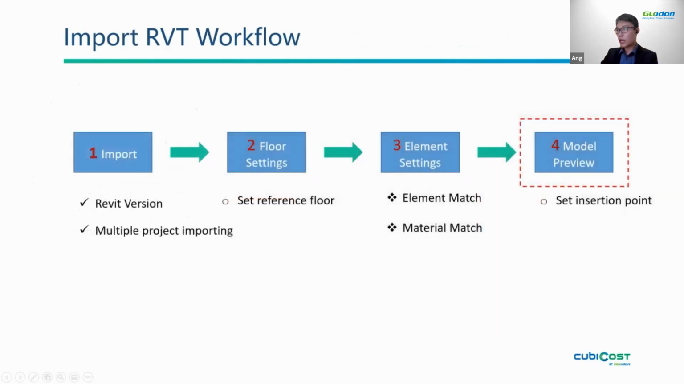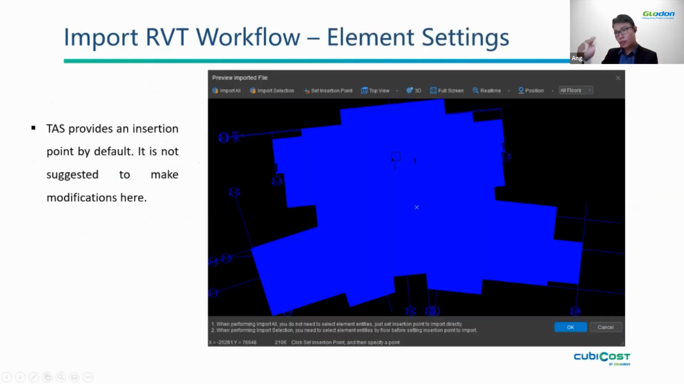The last one, we have to set the insertion point of the model. Usually in this step, we do not change the insertion point because TAS or TIO has already provided us with an insertion point.